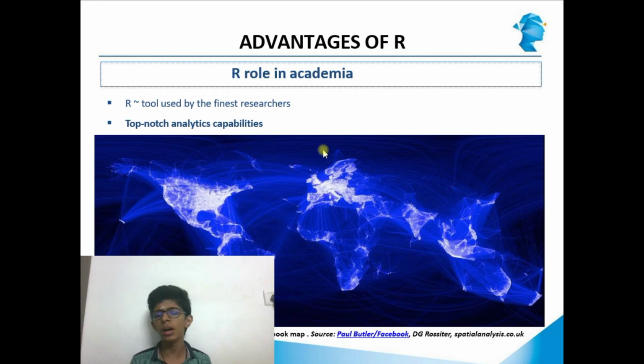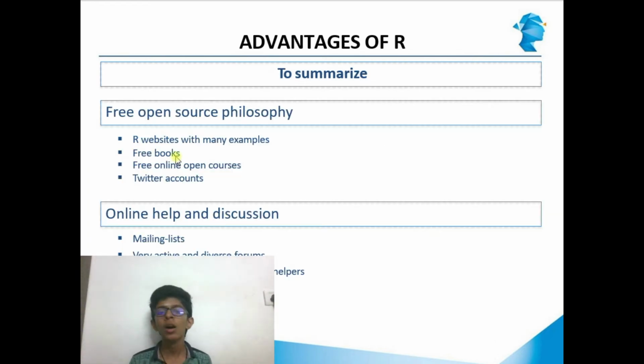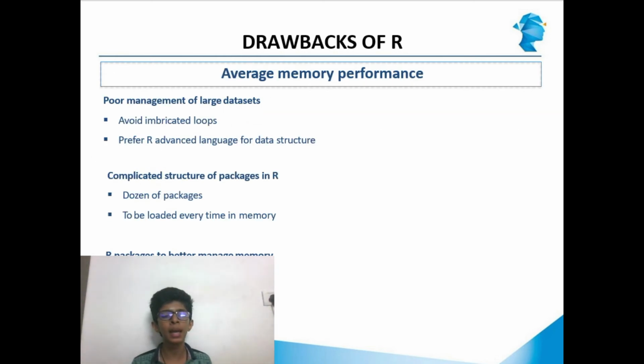Okay, R has a good role in academia. The R tool can be used by the finest researchers and has top-notch analytic capabilities. You just see the world map over here, and this screenshot is taken from Paul Butler's Facebook. Thanks, Paul Butler. Yes. Okay, free open source philosophy: R websites with many examples, free books, free libraries, free online open sources, and Twitter accounts also. Online help and discussions, mailing lists, very active and diverse forums, and communities of developers and helpers.